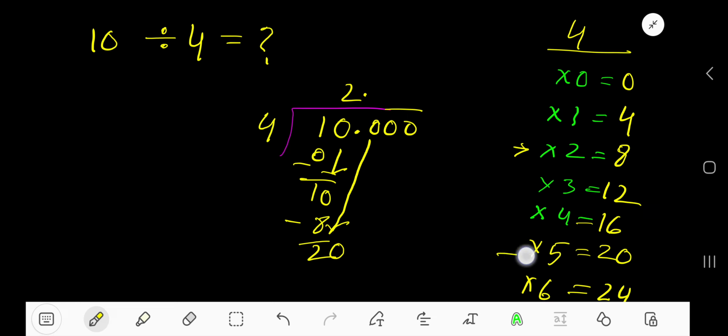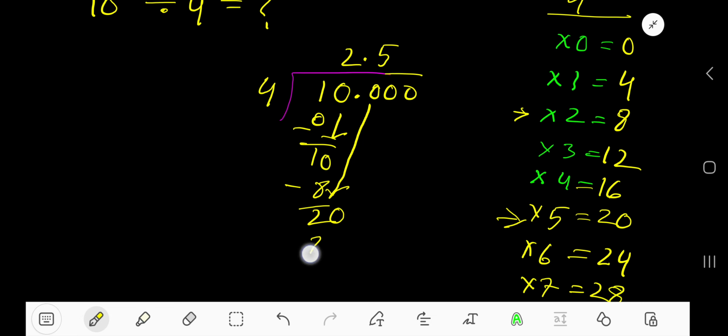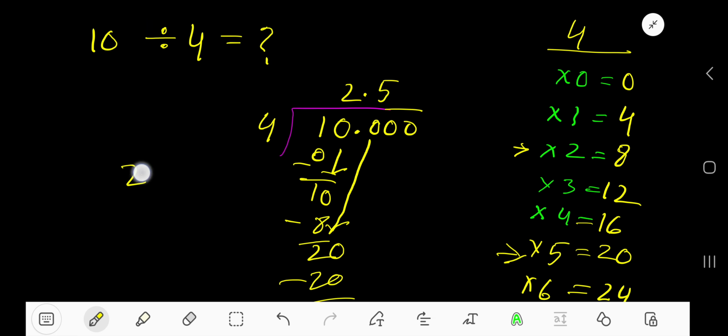4 goes into 20 how many times? 5 times, right? 5 times 4 is 20, subtract, your remainder is 0. So your answer is 2.5.